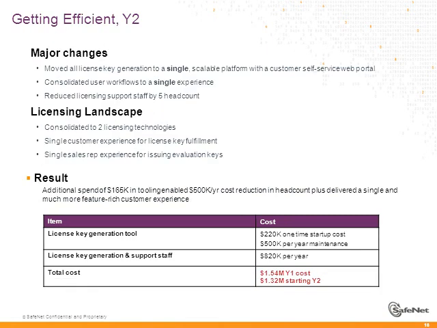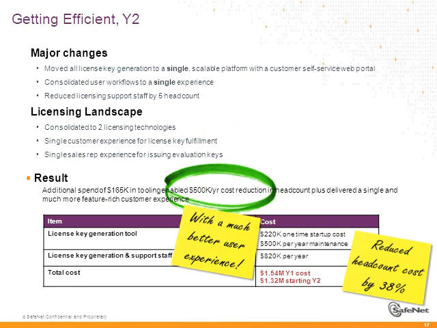So we worked with them to get efficient, right? Streamline the processes, move to an automated system, moved all the license key generation to a single scalable platform, right? And I'm going to emphasize the word scalable because we're going to see what that did a few years later with a customer self-service portal. That consolidated those user experiences into one single experience. Regardless of which product the customer bought, they were always going to the same place to generate those keys. With customer self-service, they put the onus on the customers to go in and help themselves.